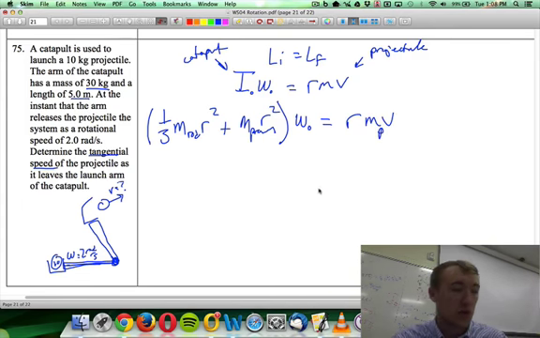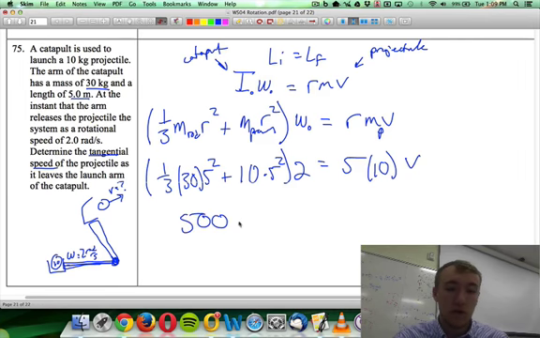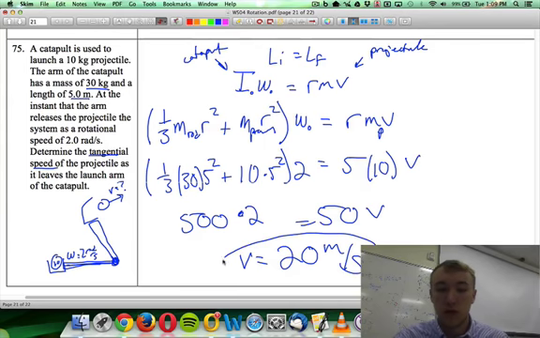So let's go in, we'll plug in these numbers, 1/3 times 30 times 5 squared, plus 10 times 5 squared. The initial angular velocity was 2 radians per second. Radius is 5. The mass of just the projectile is 10. And we have the final velocity here. So this ends up being 500 times 2 equals 50 V. And so the velocity of that projectile is going to be 20 meters per second.